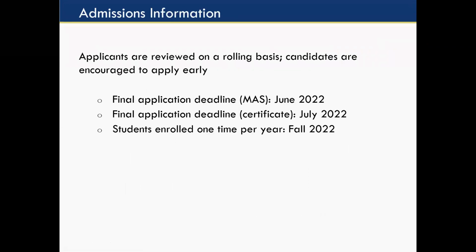Looking over the admissions information, our applications are reviewed on a rolling basis, meaning you do not need to wait until the deadlines posted on this slide to hear back from the committee with a decision. Our applications are now open for the fall of 2022. We do encourage students to apply early so you can receive your decision earlier and start preparing for that upcoming term. The application deadline to apply for the master's is going to be June 1st, and our certificate deadline is going to be July 1st.